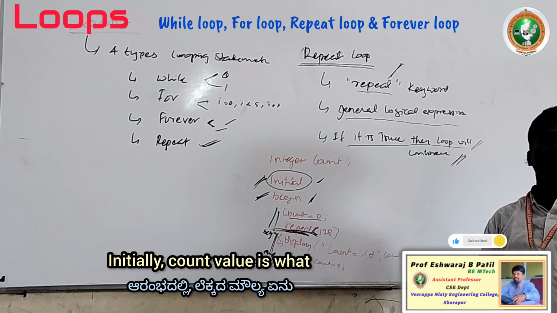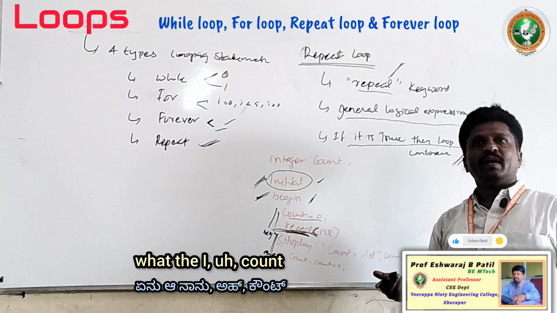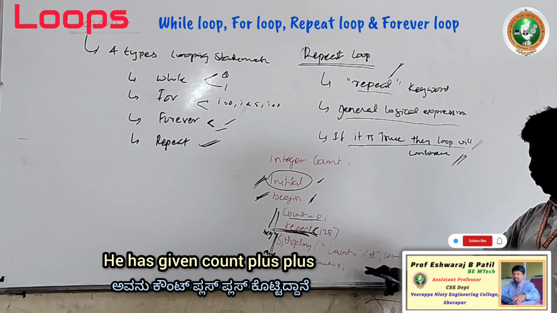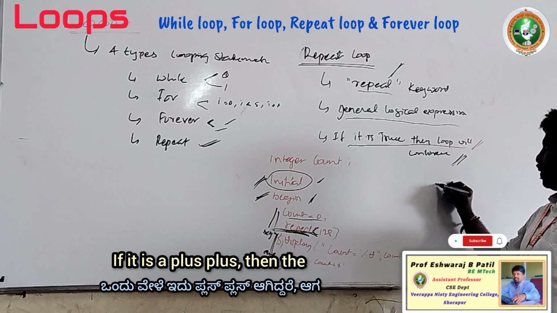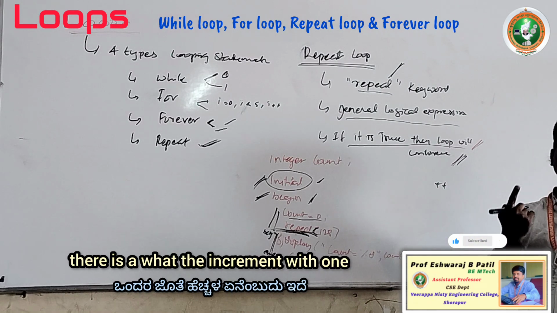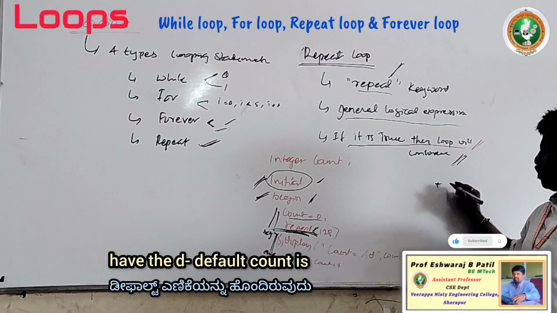Initially the count value is 0. Then it is to be incremented with count plus plus. He has given count plus plus, which means the increment is 1. If it is a plus plus, then the increment is with 1. If you want the default count, it is the plus plus itself.